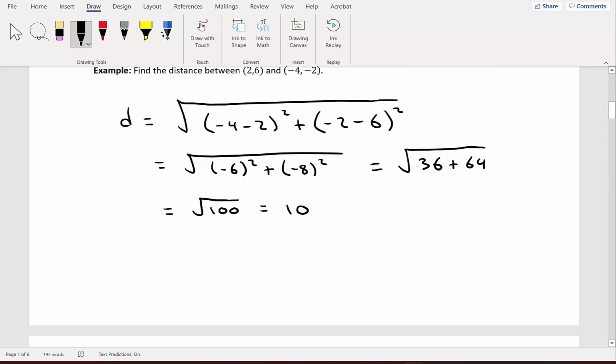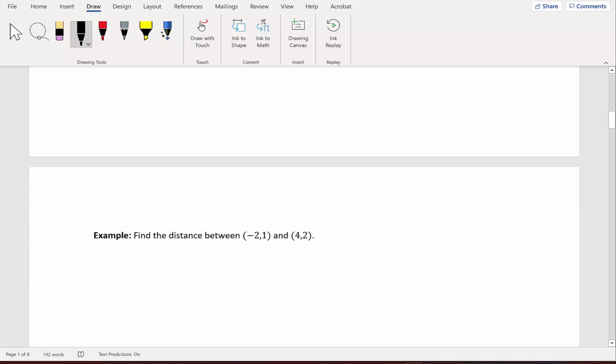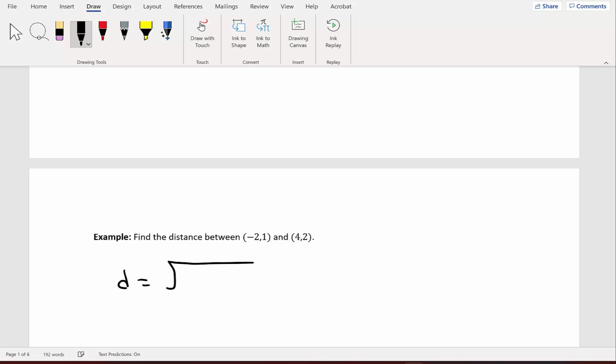Let's take a look at another one. So find the distance between negative 2, 1 and 4, 2. We have distance is equal to, we have the square root of, so x sub 2 minus x sub 1 squared, so we have 4 minus, and then negative 2 squared.